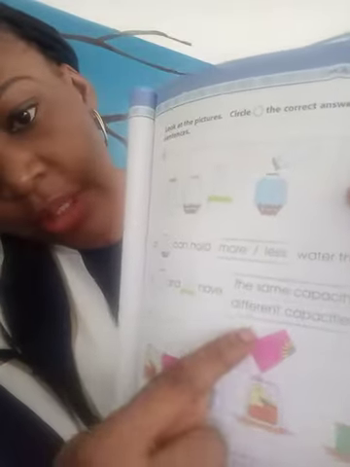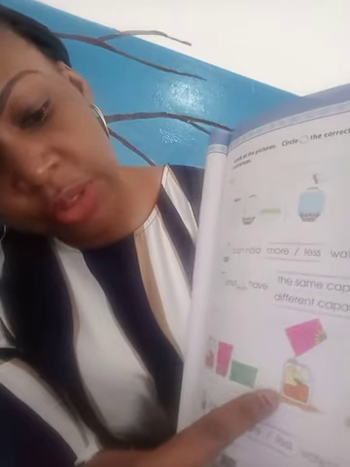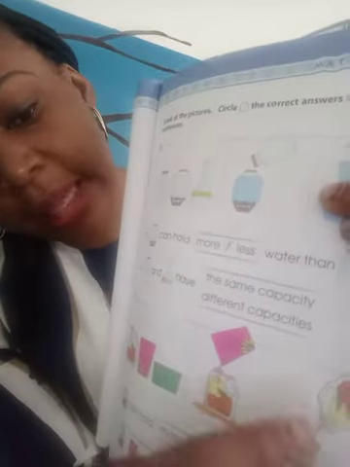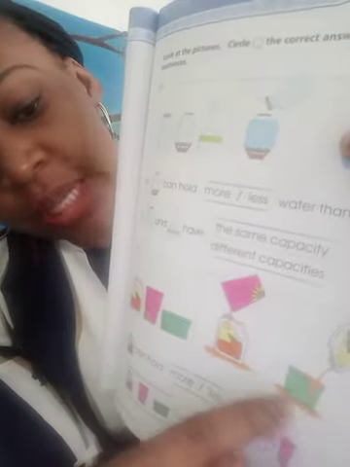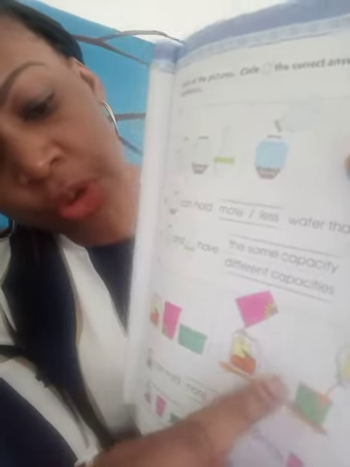Then we move down to number 9. You also have 3 different containers, 1, 2, and 3. You can see this is filling up the gallon, and you have a spill on the floor, which shows you that this is already more than this. Then you have the gallon filling up the basin or the bath, and you can also see there is a spill on the floor. So you're going to compare the 3 containers and know which one has a bigger or a lesser capacity.